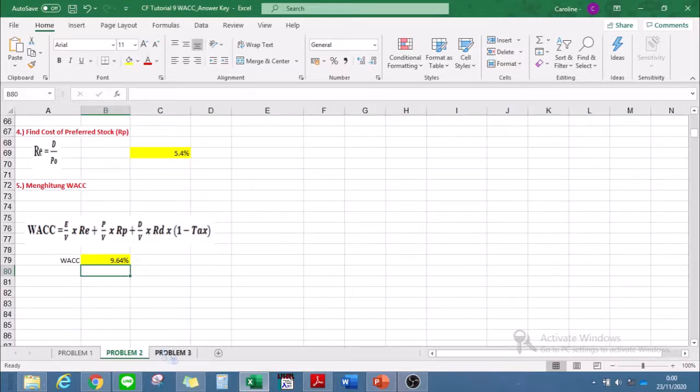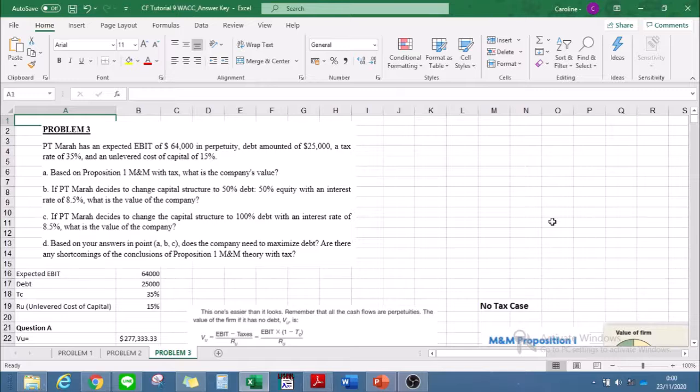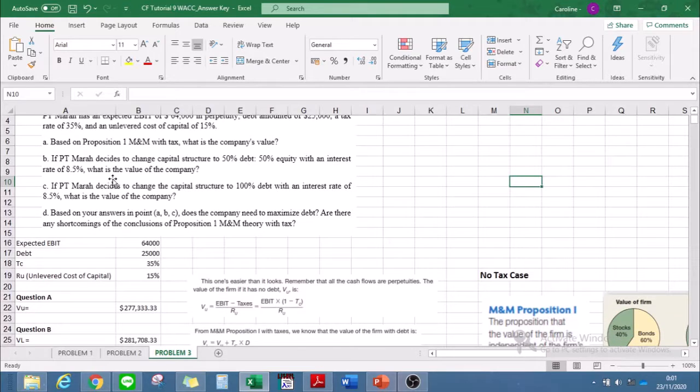Okay, that is for problem 2. And now we are going to move to problem 3. PT Mara has an expected EBIT, or earnings before interest and tax, of $64,000 in perpetuity. The debt amounted to $25,000, a tax rate of 35%, and an unlevered cost of capital of 15%. Based on proposition 1 of the M&M with tax, what is the company value?